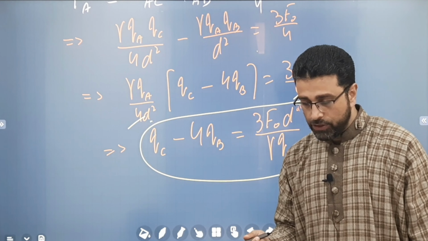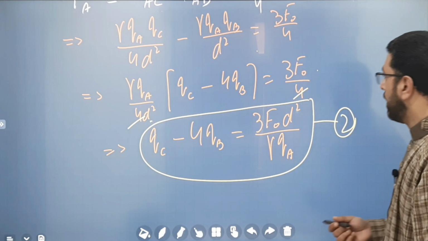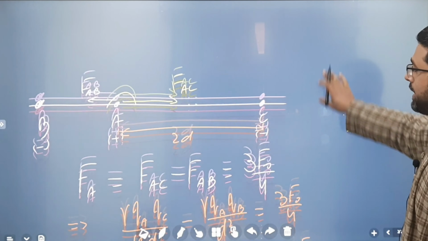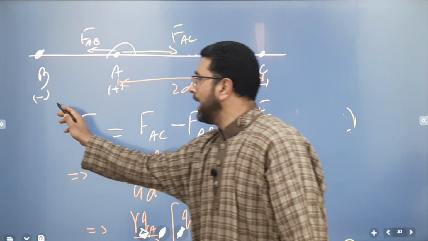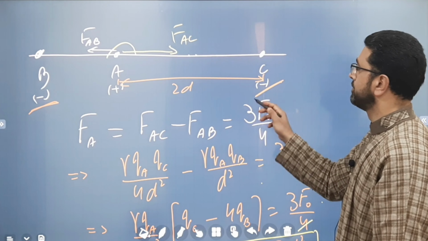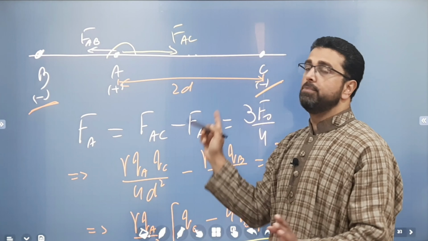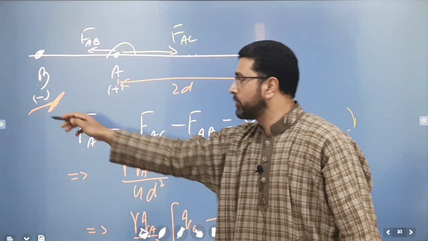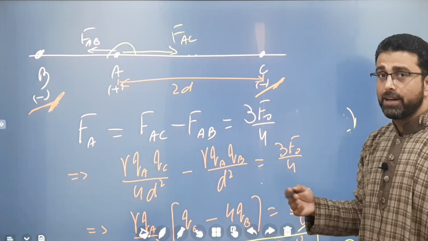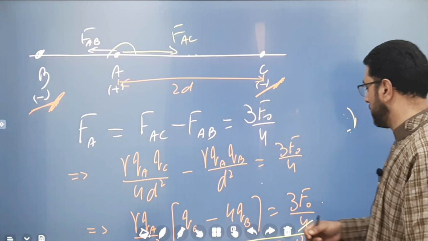So we have two equations for QC and QB. Now we have to find out the ratio of QC and QB. Remember, we already concluded that B and C are both unlike A. So that means B and C must be like, so both of them are negative. We have shown that here. Negative and negative, so their ratio will be positive.